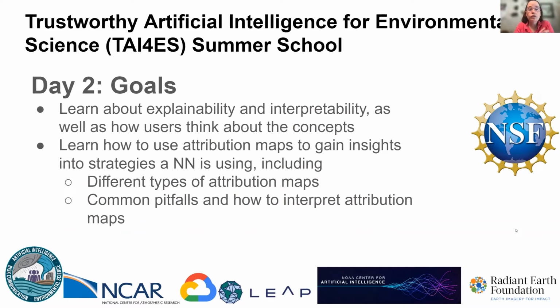So today's goals are to focus on explainability and interpretability, and we're going to look at that through 2 different lenses. We're going to look at it through the risk communication and social science lens and think about how the users are thinking about those concepts, which might be different than sometimes how the computer scientists think that their users are thinking about it, which I find a very fascinating result. And then the second set of goals is that we're going to work on XAI techniques, and specifically attribution maps, which are going to be XAI techniques for deep learning, to understand the insights of what our neural network is doing. So we'll talk about different kinds of attribution maps and talk about pitfalls and how to interpret all of them.